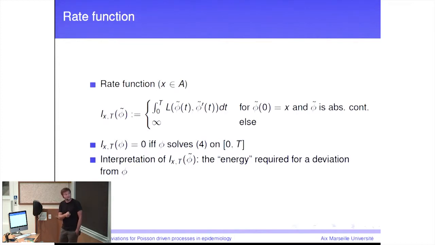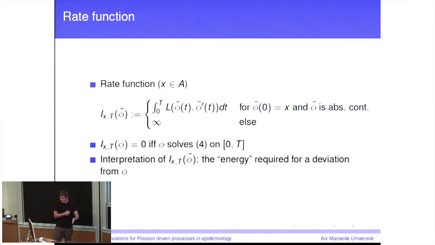So the rate is only finite if the function is absolutely continuous. And it's 0 if and only if phi is the solution of the ODE. So this gives us the costs for following phi tilde, which is free if we follow the ODE, and the more we deviate, the more expensive it gets.